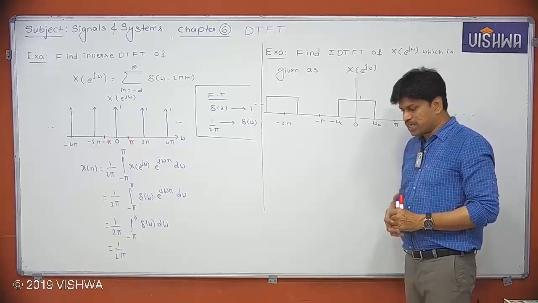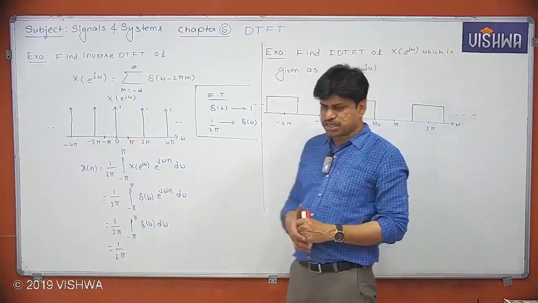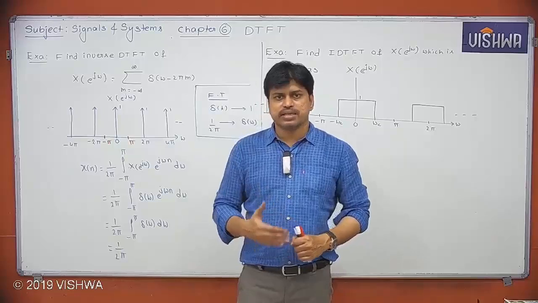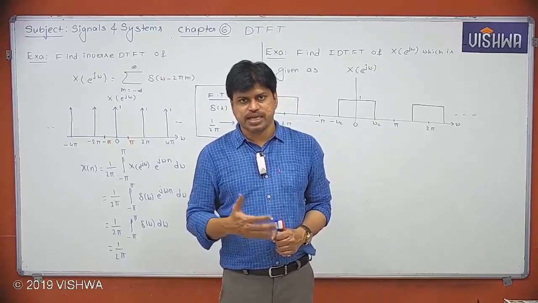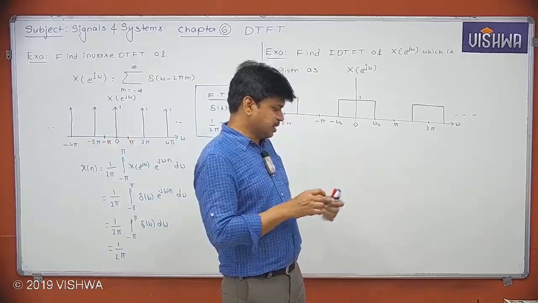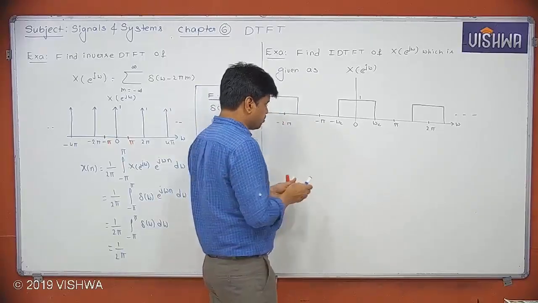For a low pass filter with a cutoff frequency a radians per second, what is the Fourier transform we have seen? That is sin at by pi t. So the same kind of expression you are going to get here also. Let's see whether it is going to be true or not.